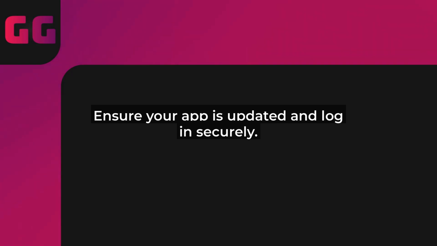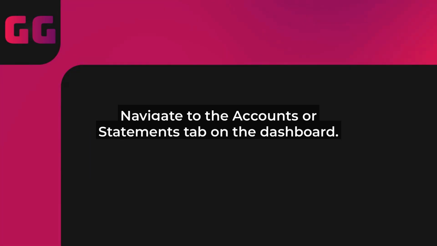Let's dive right in. First things first, make sure you have the latest version of the Standard Bank app installed on your smartphone. If not, head to your app store and update it. It's free and takes just a minute. Once you're all set, open the app and log in with your secure credentials. Remember, always use a strong password and enable two-factor authentication for extra protection.